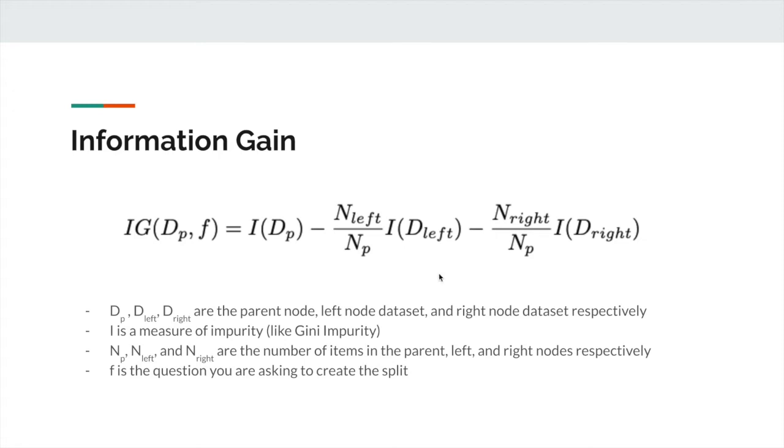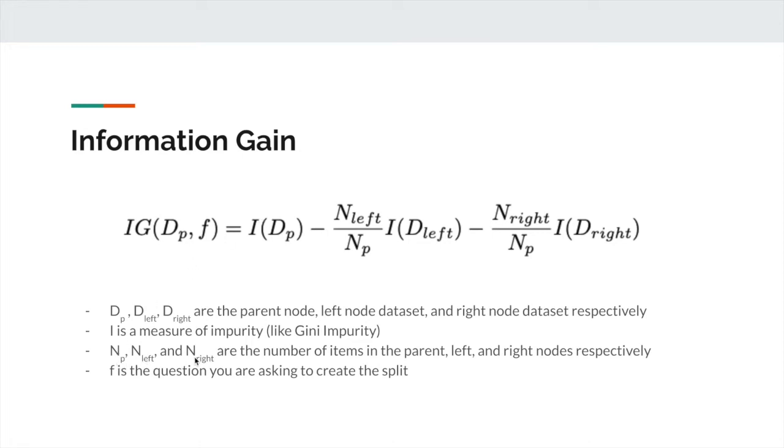Just to go over some of the variables here, Dp, D left, and D right are the data sets of the parent node, the left node, and the right node, right? So these are the data that is contained in each of these nodes. This function I here is a measure of impurity. There are actually several measures of impurity, but the one that we're covering in this video is Gini impurity.